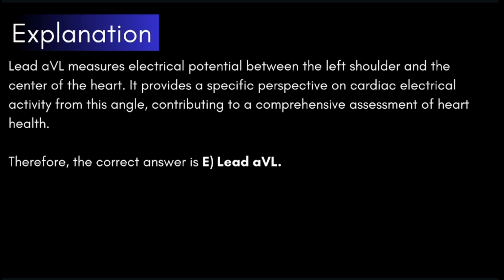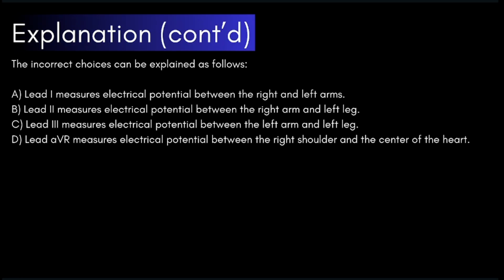Let's go ahead and see why the other answer choices are incorrect. Lead 1 measures electrical potential between the right and left arms. Lead 2 measures electrical potential between the right arm and left leg. Lead 3 measures electrical potential between the left arm and left leg. Lead aVR measures electrical potential between the right shoulder and the center of the heart.